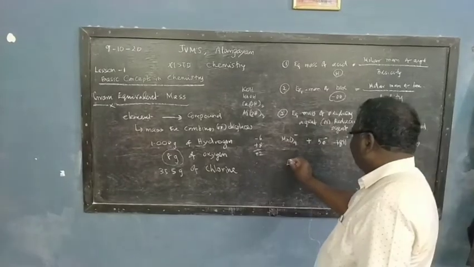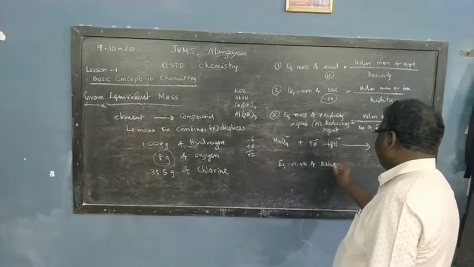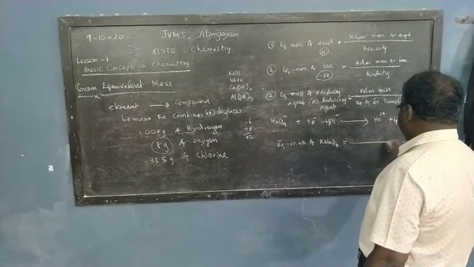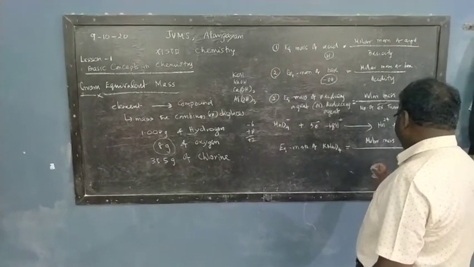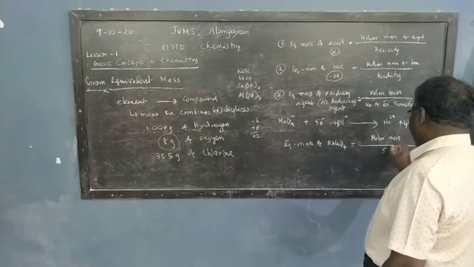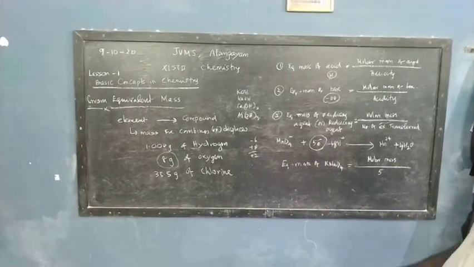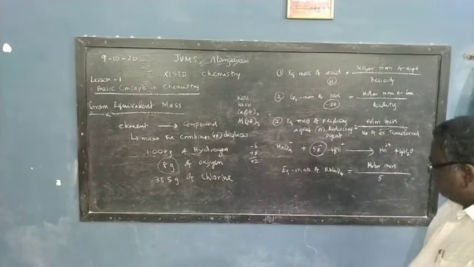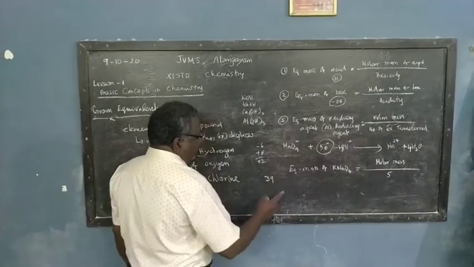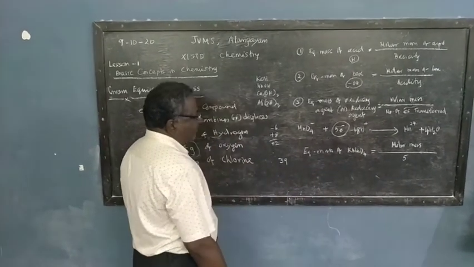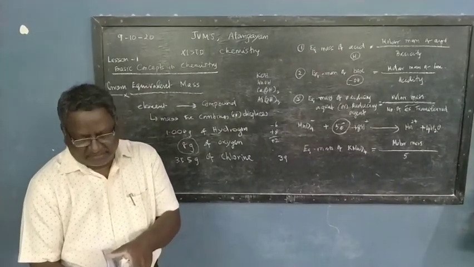Therefore, the equivalent mass of potassium permanganate will be equal to its molar mass divided by 5. Why 5? Because how many electrons are transferred? 5 electrons. Now what is the molecular mass of potassium permanganate? Potassium mass is 39, and oxygen and manganese mass we have to take. Always you can take from the periodic table, right?